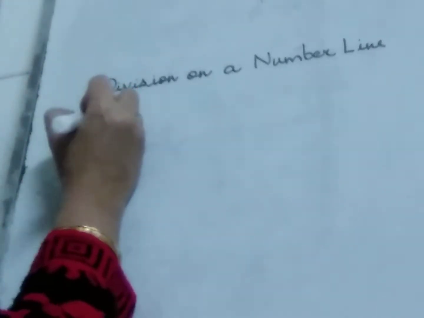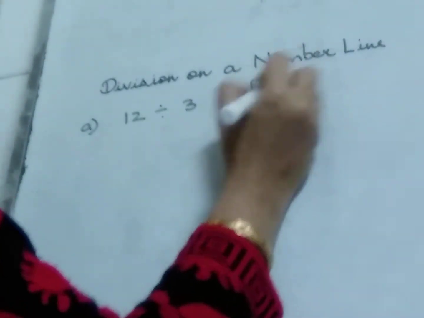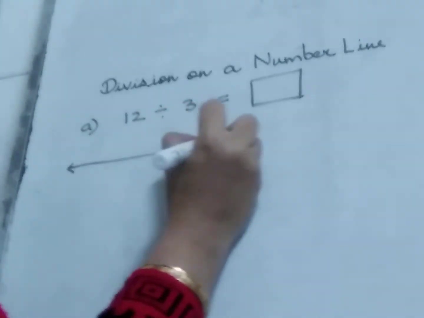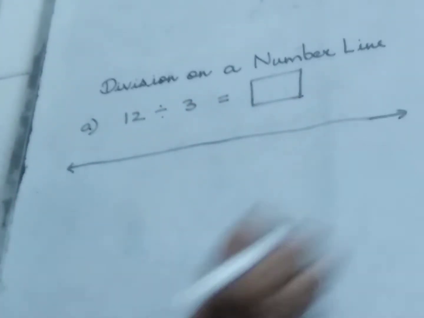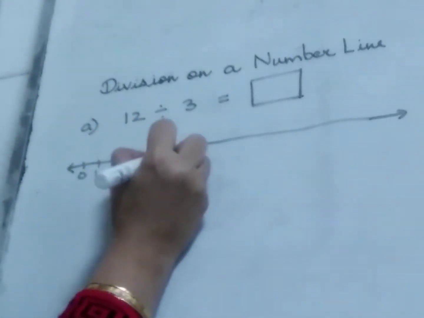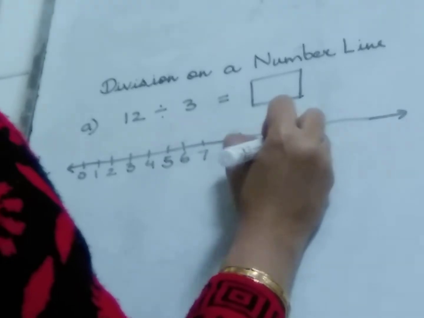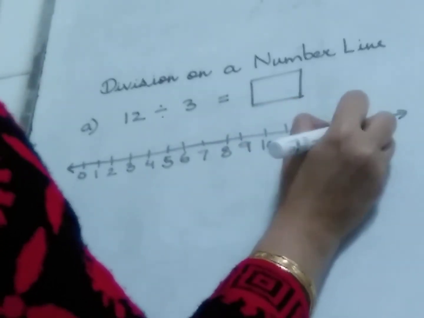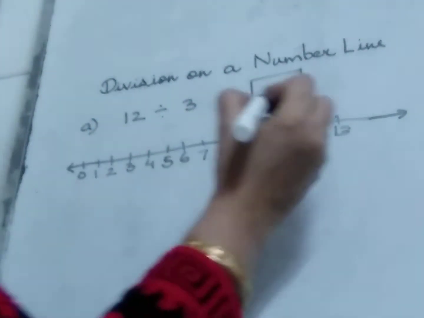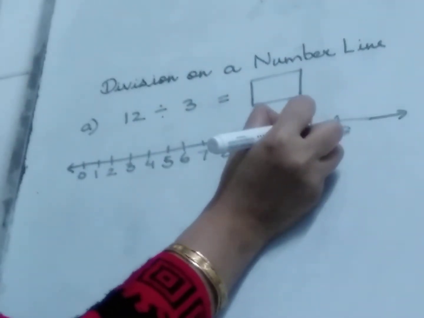First question is 12 divided by 3 is equal to, you have to write the quotient or the result using number line. First of all, make a number line. 0, 1, 2, 3, 4, 5, 6, 7, 8, 9, 10, 11, 12, 13. Stop at 13. Now to divide 12 by 3, start on 12, jump backwards 3 steps at a time.